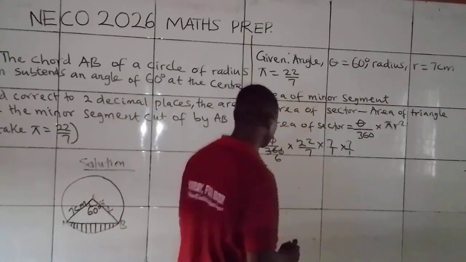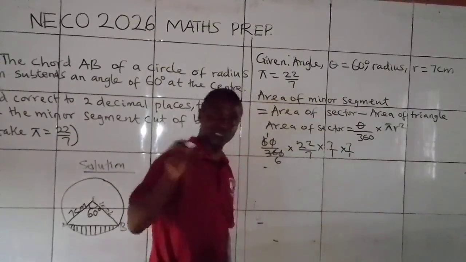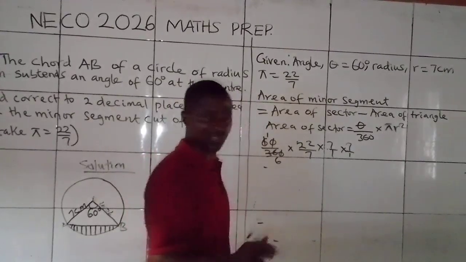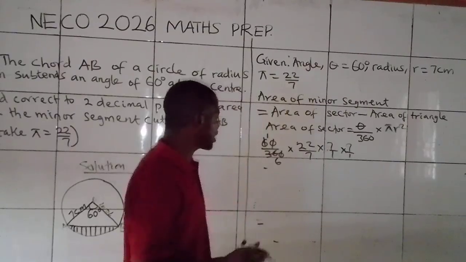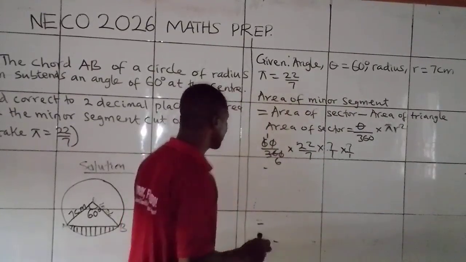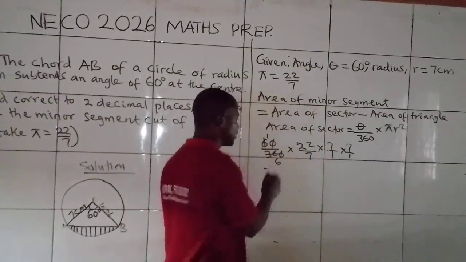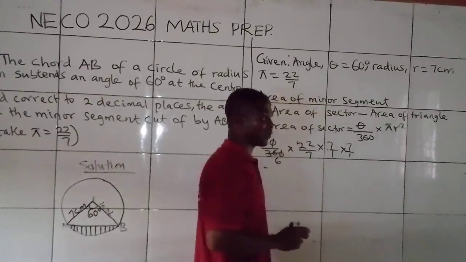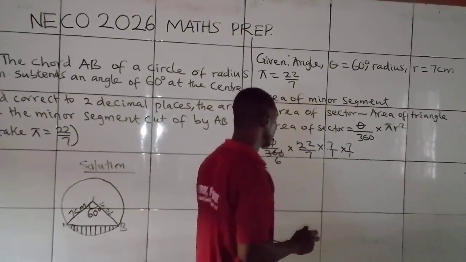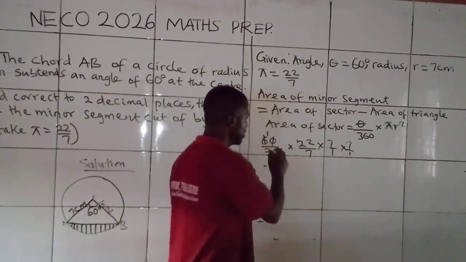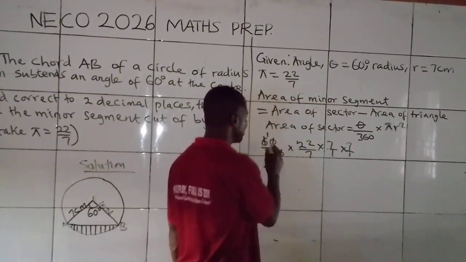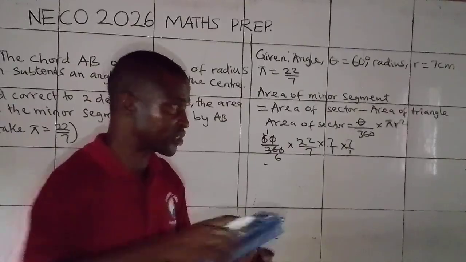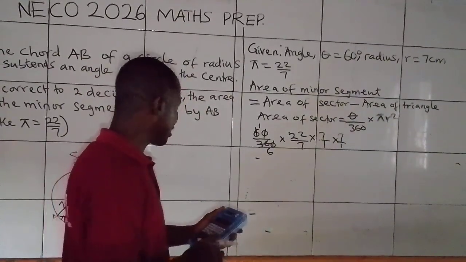We now have, by substituting, we substitute 60 for theta, 22 all over 7 for pi, and 7 times 7 for r squared. So we now have 60 divided by 360 multiplied by 22 all over 7 multiplied by 7 all over 1 multiplied by 7 all over 1. So here we have 60 into 60 is 1, and 60 into 360 is 6. So we can now proceed by using our calculator.